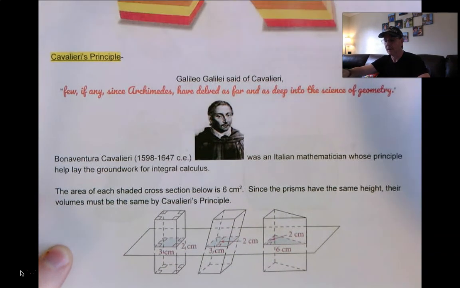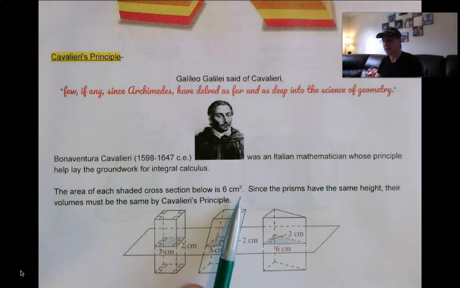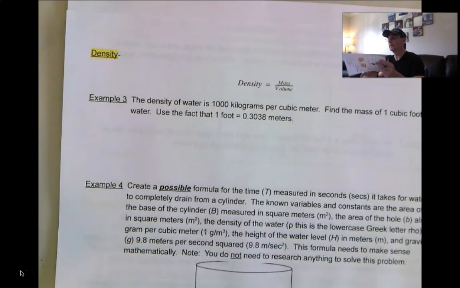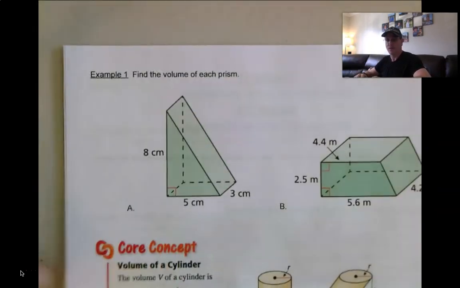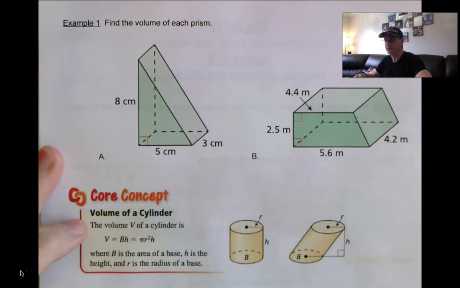Okay, the volume of each shaded cross-section below is 6 centimeters squared. Since the prisms have the same height, then all three of these prisms have the exact same volume. Okay. Example 1. Find the volume of each prism, part A.